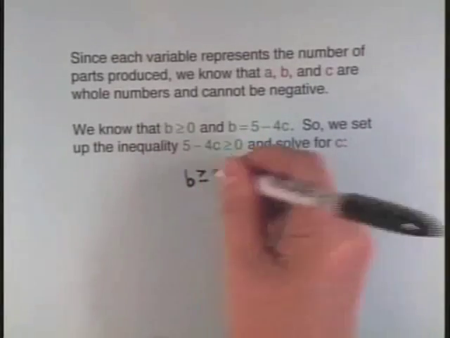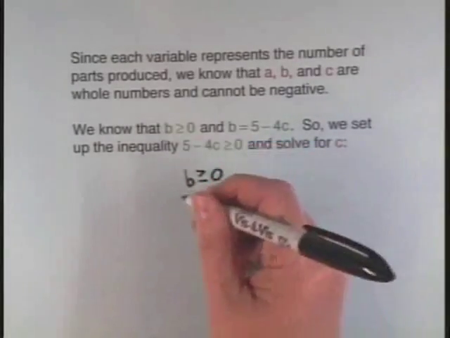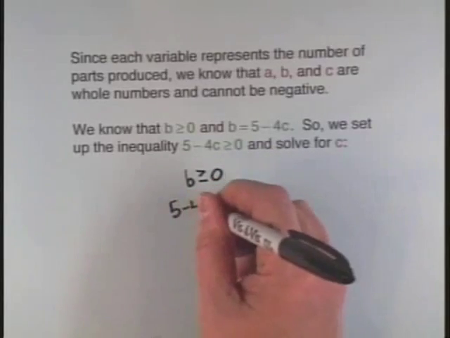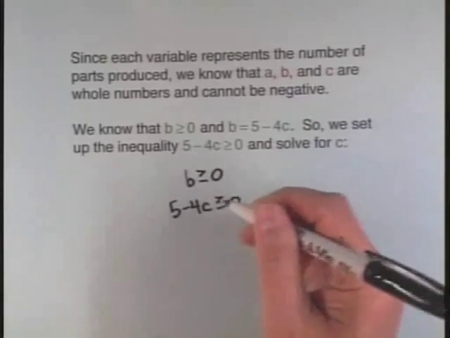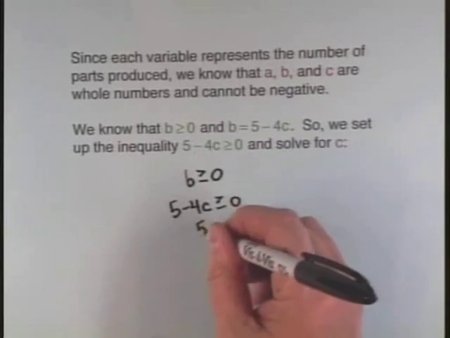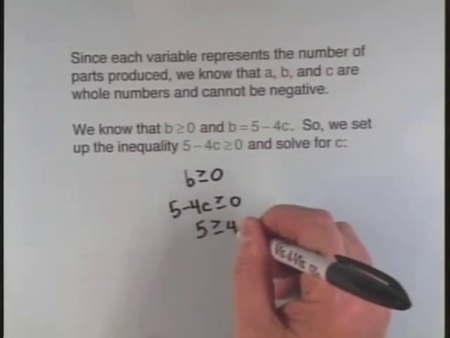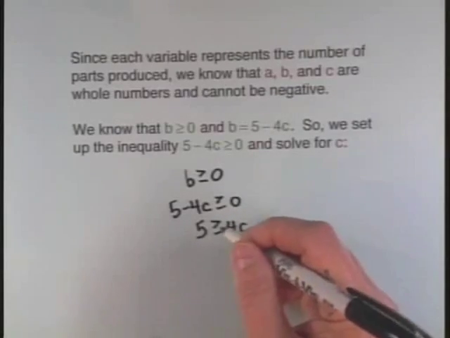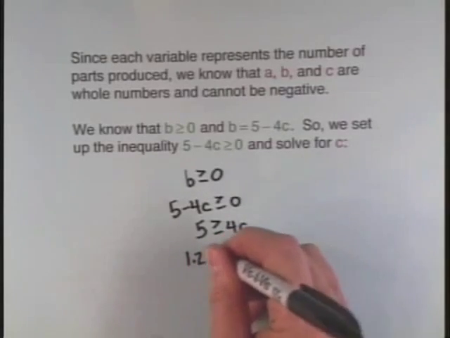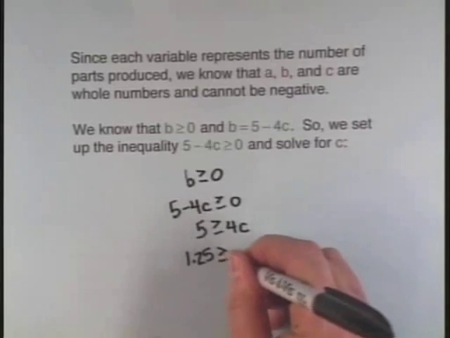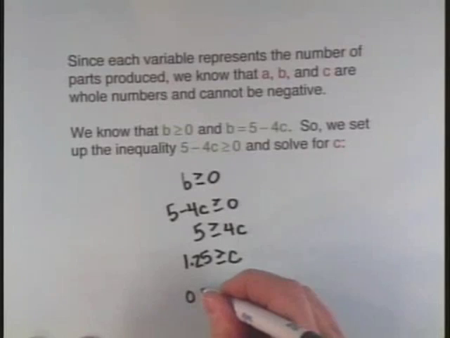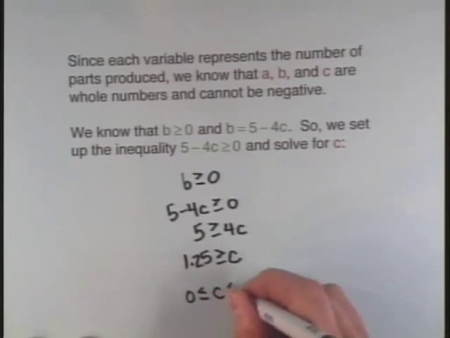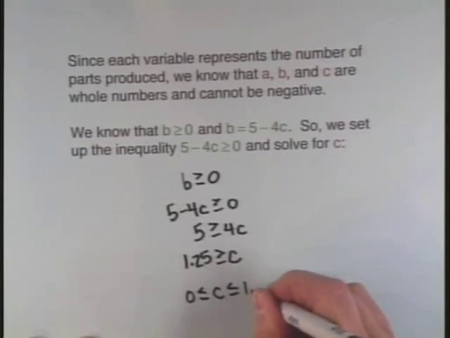B greater than or equal to 0, so 5 minus 4C is greater than or equal to 0. Adding 4C to both sides gives us 5 greater than or equal to 4C. Dividing both sides by 4 gives us 1.25 is greater than or equal to C. Therefore, we have 0 less than or equal to C less than or equal to 1.25.